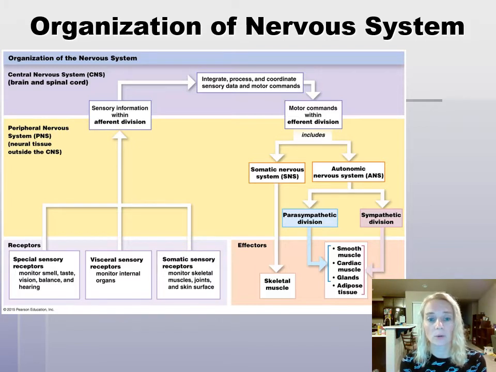The brain and spinal cord make up what we call the central nervous system, or CNS. And then your peripheral nerves, those are your sensory receptors, your motor neurons, and everything in between that's not your brain and spinal cord, that makes up the peripheral nervous system, or PNS.